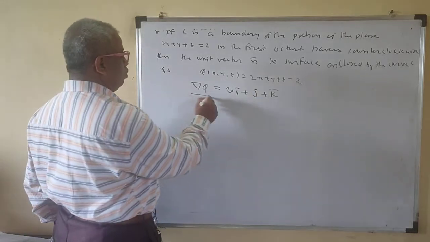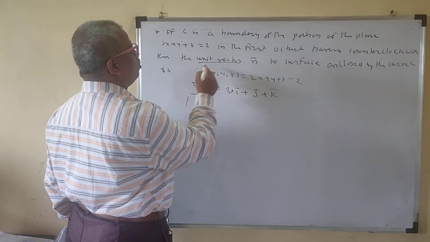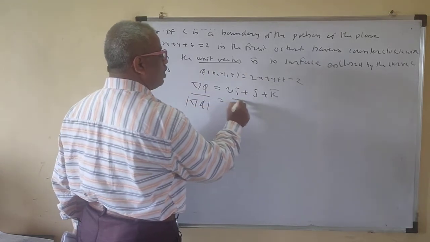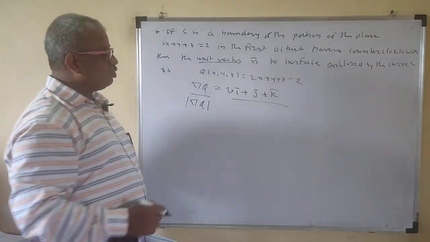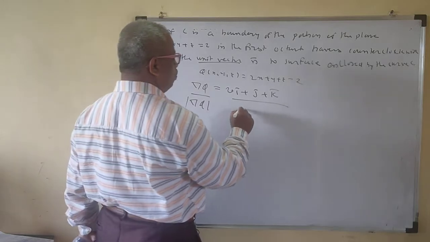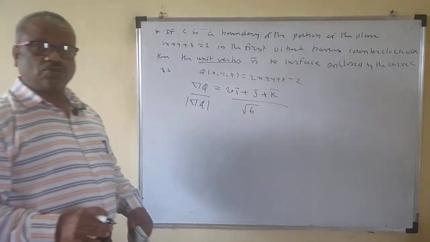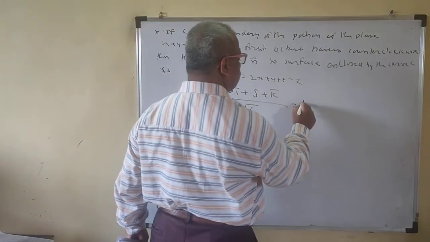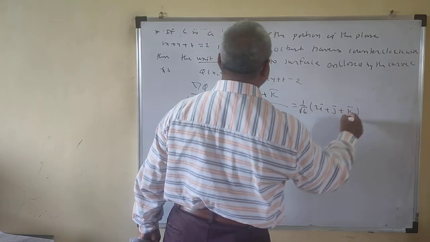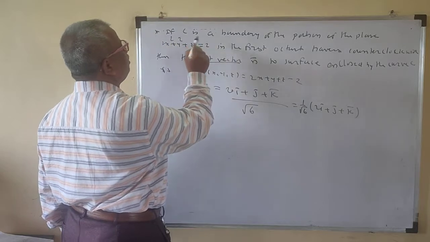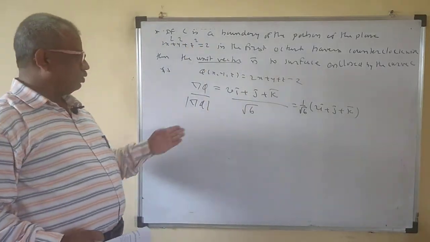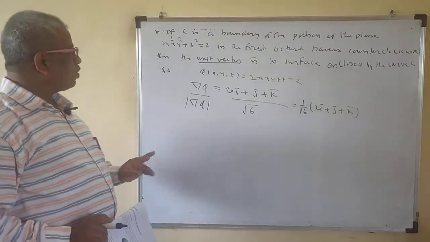And you have to find the unit normal vector. So you have to divide by its norm. What is the norm of this one? 2 square plus 1 square plus 1 square, that is root 6. So this is 1 by root 6 times (2i bar plus j bar plus k bar). So if this is the surface like this, you can find this then. No problem for this one.